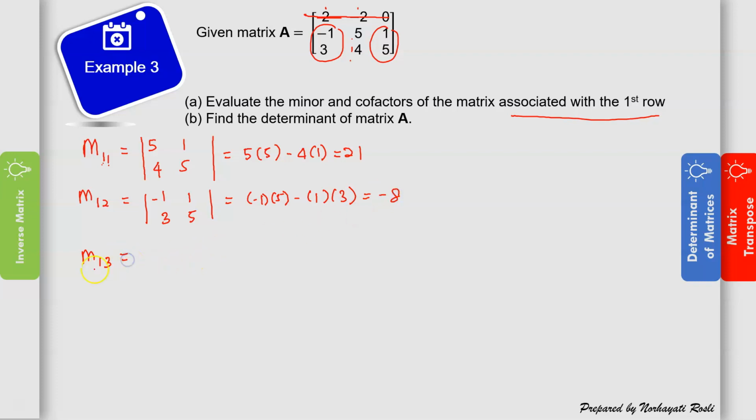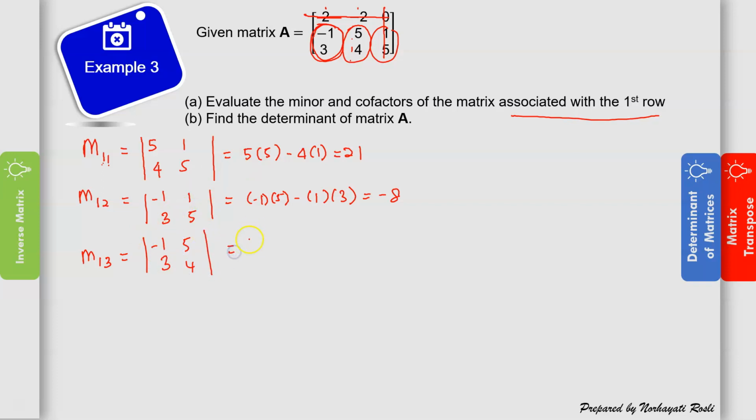And then for the last one, the first row is eliminated and also the third column is eliminated. So in this case, we'll have this first element and this one as your second column of elements. So you have here -1, 3 and 5, 4.